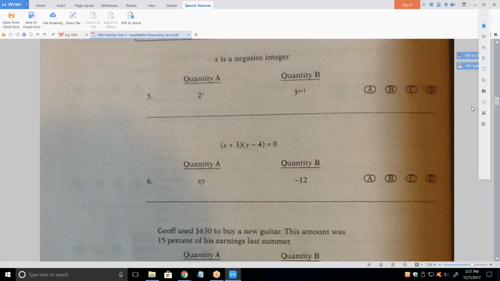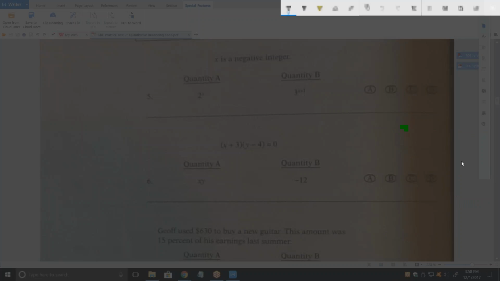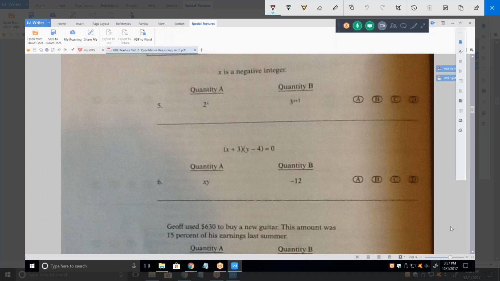You got time for one more? Okay. Do this one. X is a negative number. So would quantity A be 1/2? Well, no. You just don't know what X is. It doesn't mean it's -1 just because it's a negative integer.